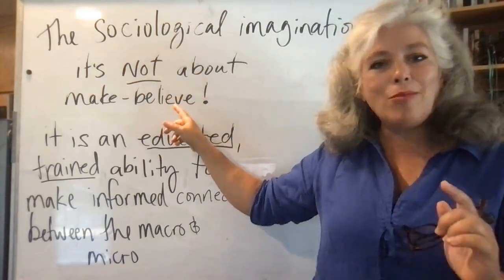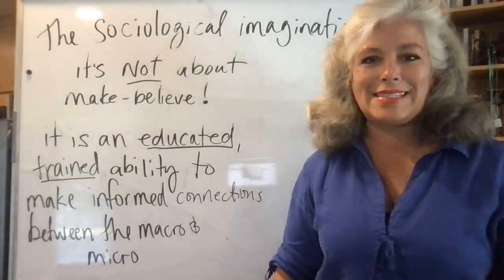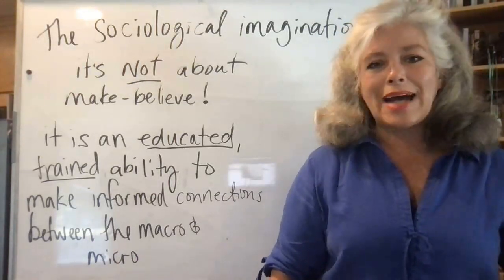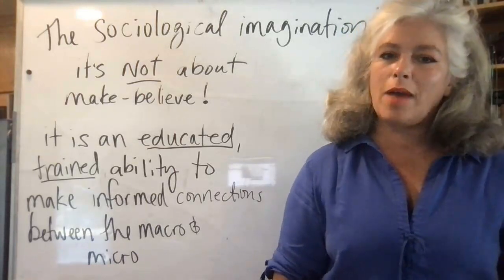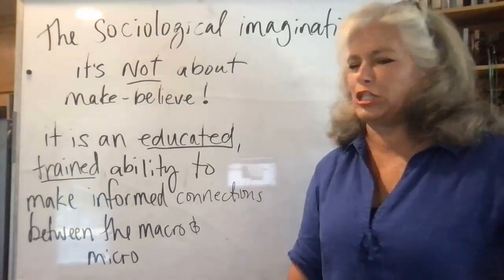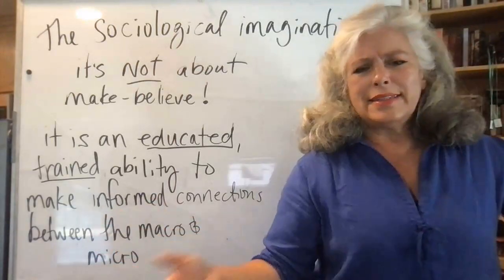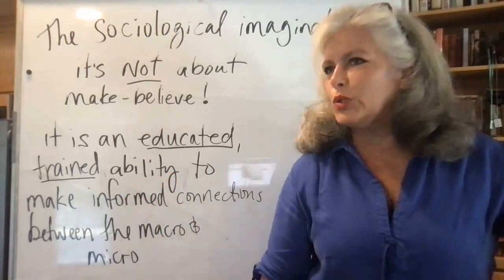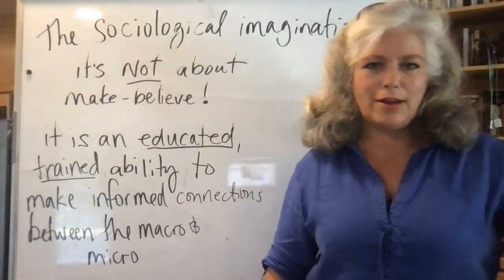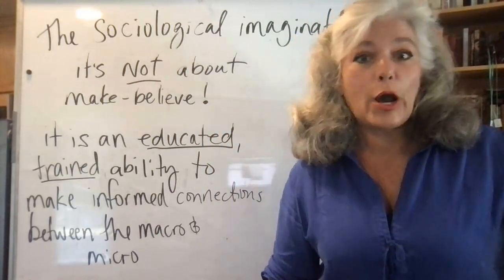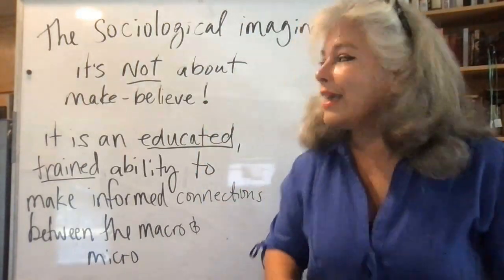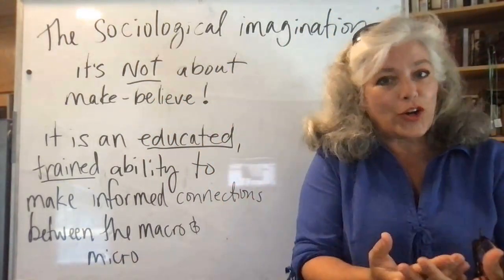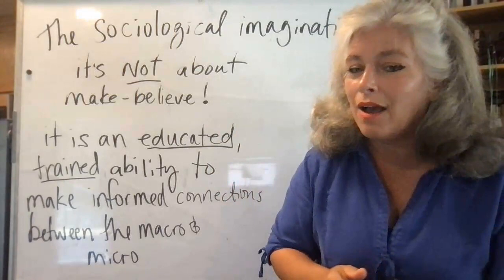It is not about make-believe. I want to start off by saying that because so many people who don't take notes properly, when I ask them to write me a definition of the sociological imagination, I get something like, it's the ability to see yourself in somebody else's shoes or to imagine that you're in somebody else's shoes from somebody else's point of view. Nope. Wrong. It is not about make-believe or literally an imagination like kindergarten kids right now are learning about.